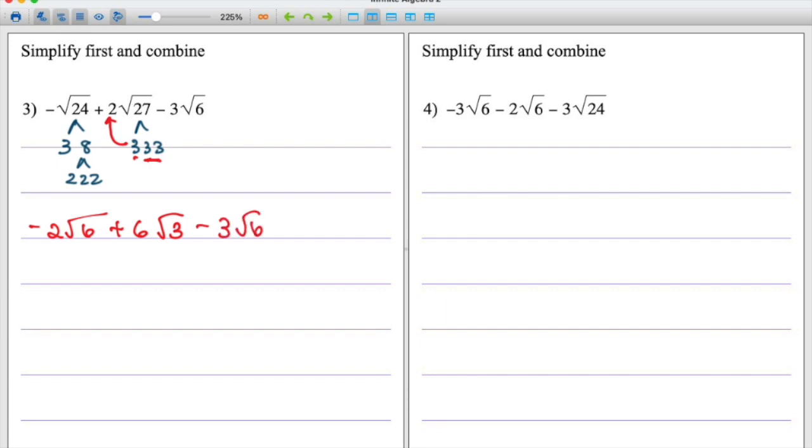I want you to notice I do have some like terms here. I have a radical 6 in here and in here. So I can bring those together. This says I have negative 2 radical 6 and a negative 3 radical 6 for a total of negative 5 radical 6. And I bring this one down because it's not like terms, plus 6 radical 3.